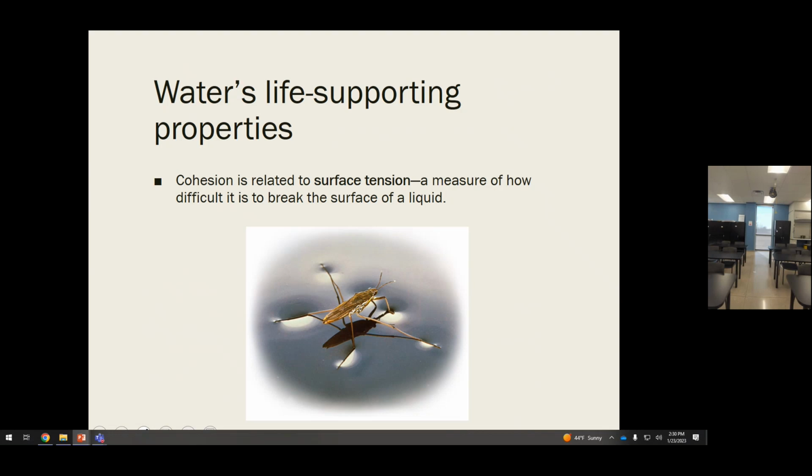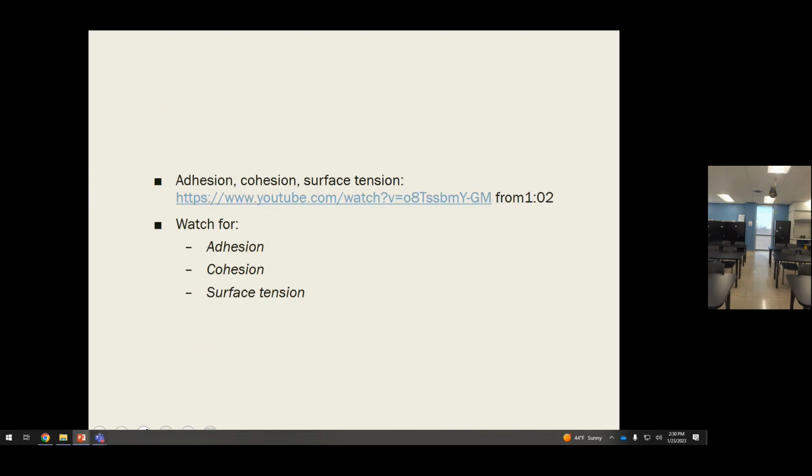Cohesion is related to surface tension. Surface tension is just a measure of how difficult it is to break the surface of a liquid. Here we have a little water strider bug. You can see that it's resting on the surface of the water because the weight of the bug is not great enough to break the surface of that liquid. You can see the little dents. That's because all of the water molecules are hydrogen bonding to one another, forming a surface that the bug is able to stand upon. This is a really cool animation. It's a video from the International Space Station of what happens to water in space. You should watch that. It's very cool.